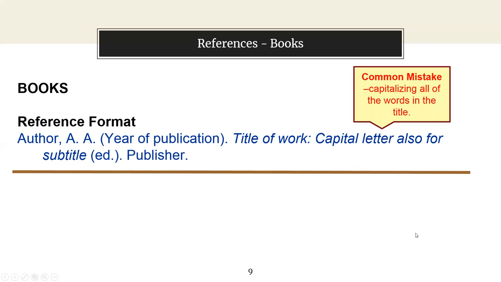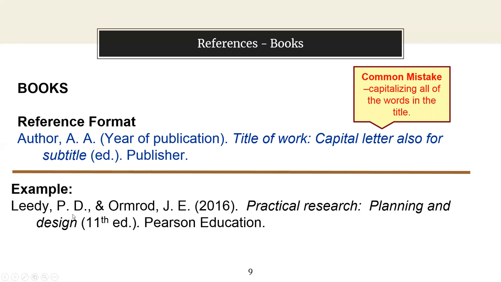And one of the common mistakes that I see students make a lot is that they capitalize every single important word in the title. So you want to be careful of that. So here's an example for our reference where you've got two authors. We've listed their last names, and the first name initial and middle name initials. Okay, we've got the year of publication in parentheses, the title of the book itself, where only the P in practical and the P in planning are capitalized, although the entire title is italicized. The 11th edition, since it's other than the first edition, and the publisher, which in this case is Pearson Education.